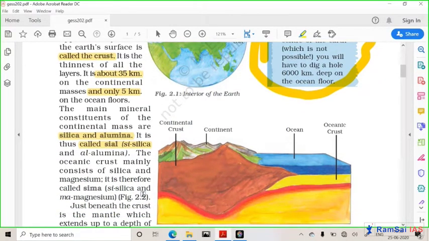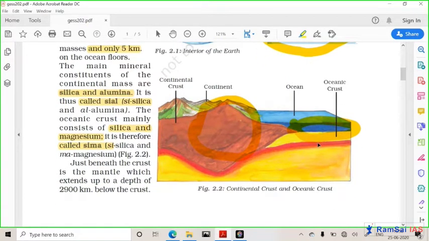Oceanic crust is made up of silica and magnesium. So the first few letters of these two elements give Sima. So Sial and Sima. This is the continental crust, which is made up of silica and aluminium, and this is the oceanic crust, which is made up of silica and magnesium. So Sial and Sima: these are two important facts which can be asked in the preliminary examination.